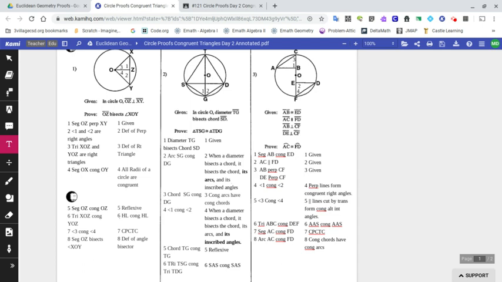Segment AC is congruent to FD by CPCTC, and then their corresponding arcs must be congruent because congruent chords have congruent arcs. Okay, that should have been pretty straightforward as far as the proof goes, for sure. And then those two extra steps there.